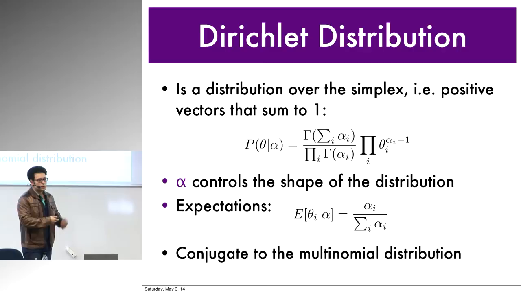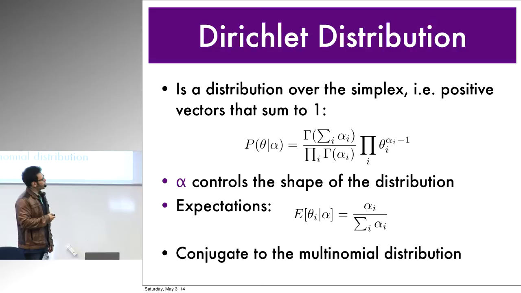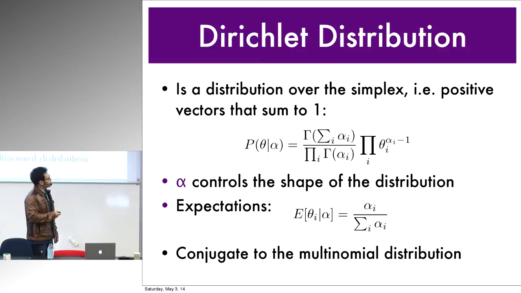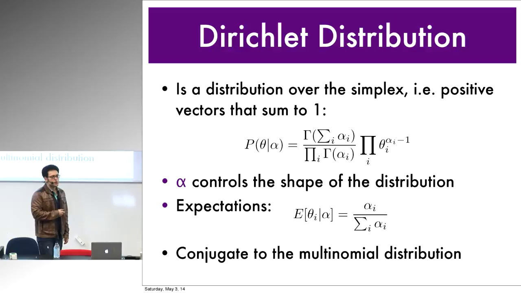The PDF of the Dirichlet distribution takes this form, where alpha is a vector, which will give you the probability over a given component of this multinomial distribution. And this is the gamma function. When you sample from it, you want to understand the role that alpha plays, because that's actually very important. So alpha controls the shape of the distribution.